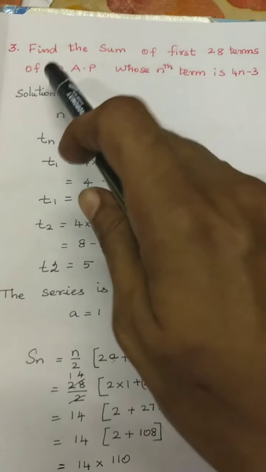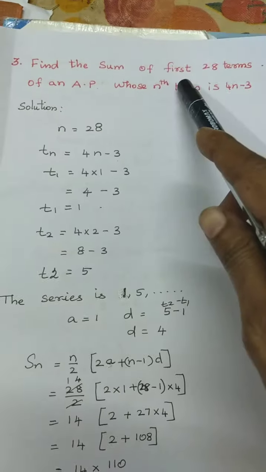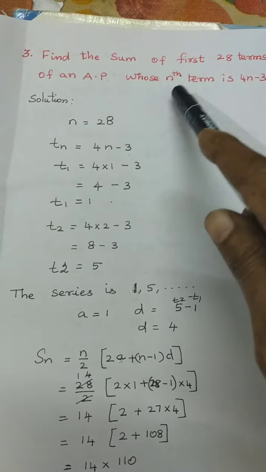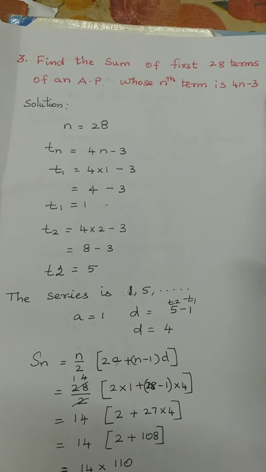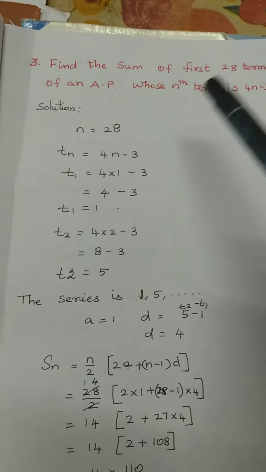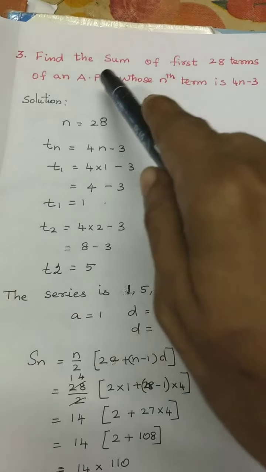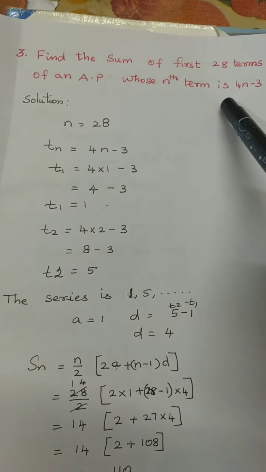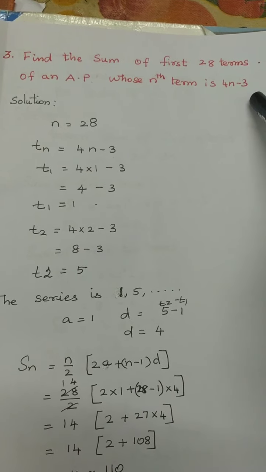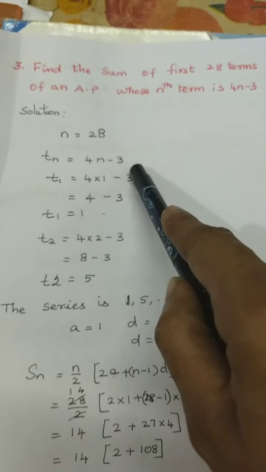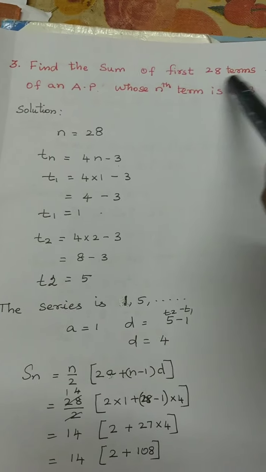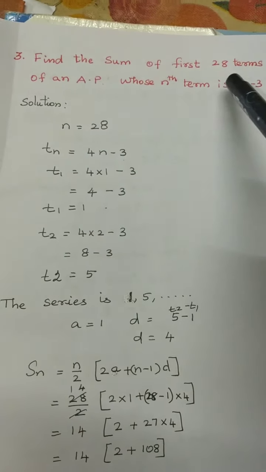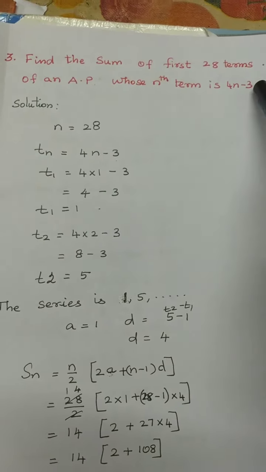And the third sum is: find the sum of first 28 terms of an AP whose nth term is 4n minus 3. Here they asked the sum of 28 terms, whose nth term is 4n minus 3. They have given the general form of the nth term. Using that, you have to find the sum of 28 terms.